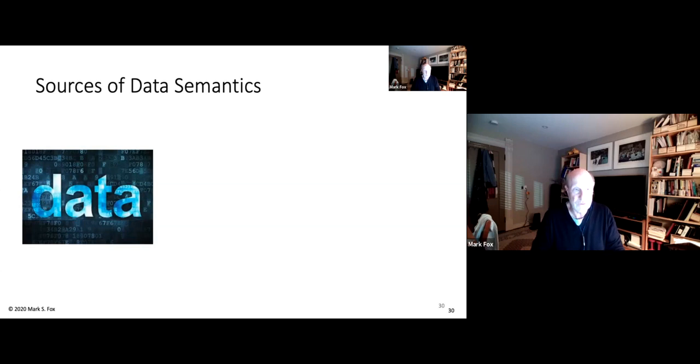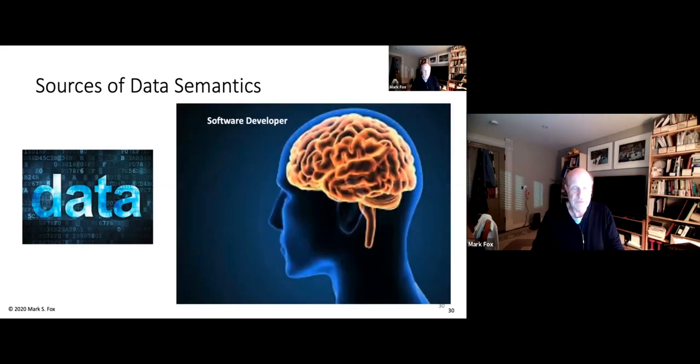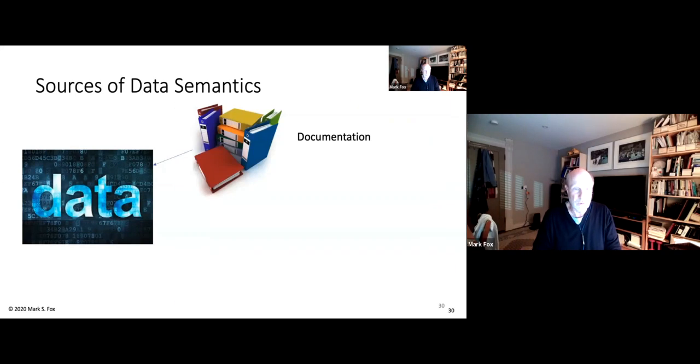Because where is the semantics? Where is the meaning of the data that exists within a particular data set defined? Originally, it's defined in the software developer's brain, okay? But you don't have access to the software developer, so that's not available. So what do we do? We write documentation. And in theory, that documentation contains a specification of the meaning of the data, the use of the data, et cetera. As we all know, documentation is always out of, not out of print, but it lags changes in the data. That is to say, the data is continually evolving and the documentation is never maintained. And then the documentation itself is subject to alternative interpretations.